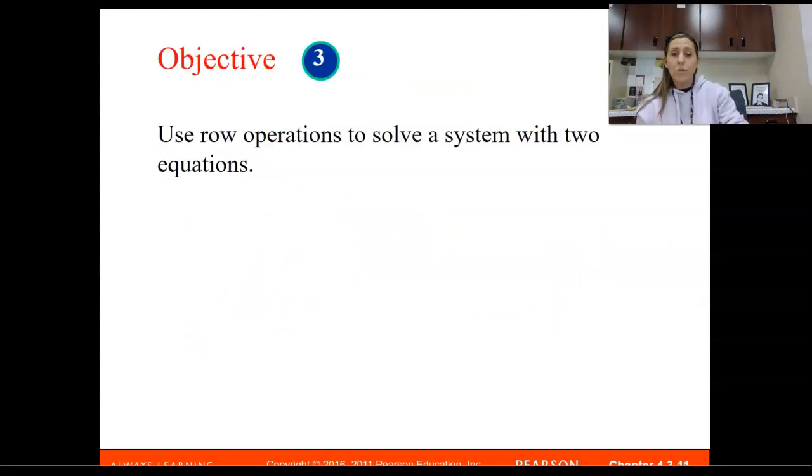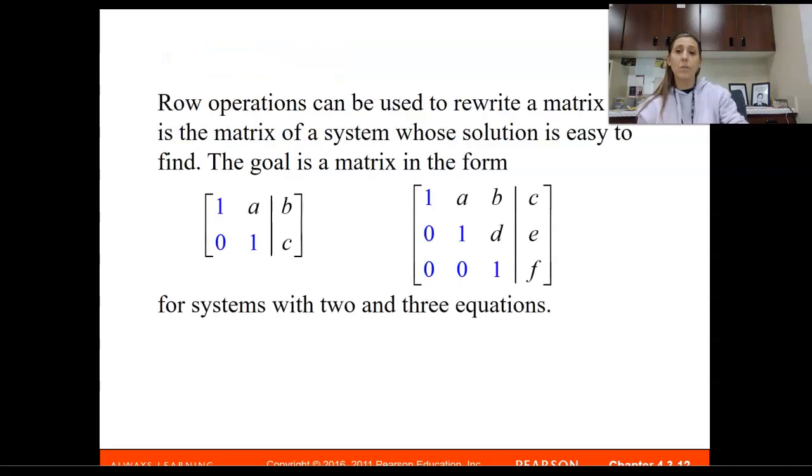Okay, so now let's do an example. We're going to start with a 2 equation system. Echelon tells us that our ultimate goal is to get row 1, column 1 to have a positive 1. Row 2, column 2 would have a positive 1. And if we're looking at a 3 by 3, row 3, column 3 would have a positive 1. So the diagonals are all positive 1s.